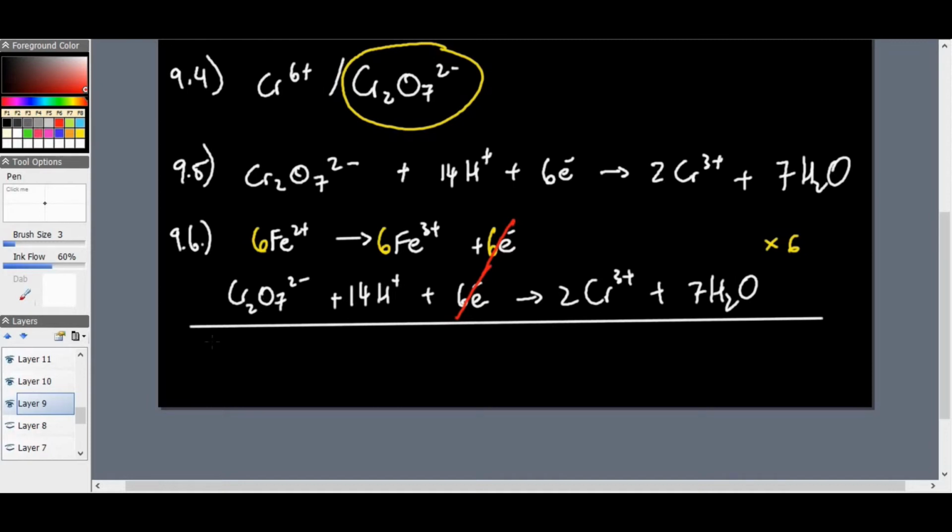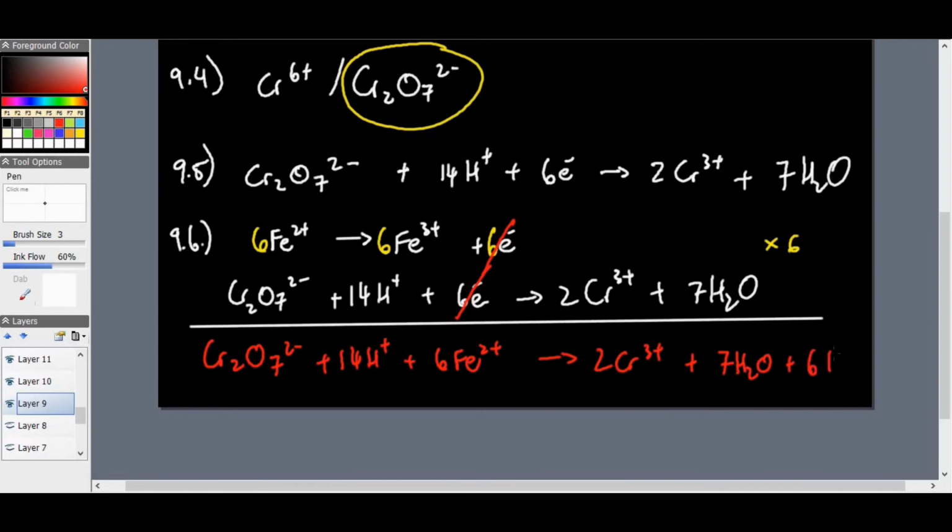Just better not to write the ion first. It doesn't really matter, to be honest. Cr2O7 2 minus plus 14H plus plus 6 Fe2 plus, looks much neater. Alright, gives me 2Cr3 plus plus 7H2O plus 6 Fe3 plus. And that's the net ionic equation, balanced out, all ready to be used, and all set out.